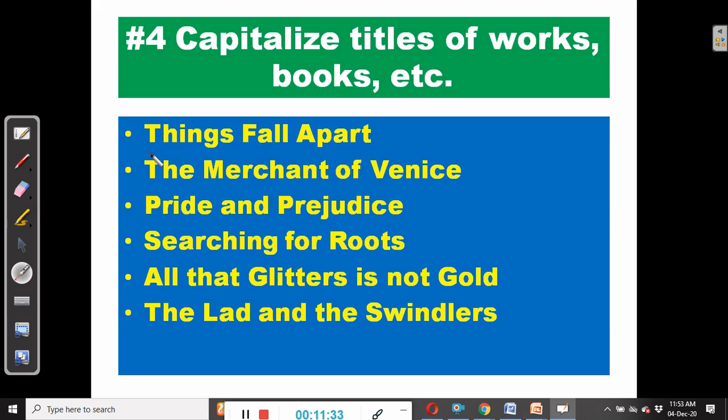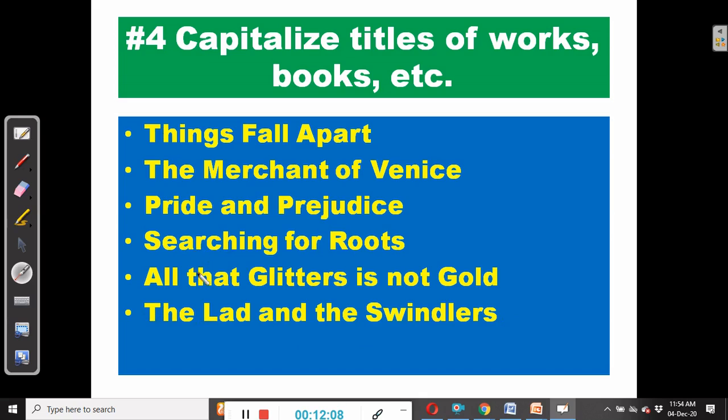For example, Things Fall Apart. This is a novel written by late Professor Chinua Achebe, and it is capitalized. Then the next is The Merchant of Venice. This is a play by William Shakespeare. The next is Pride and Prejudice, a novel. The next is Searching for Roots. The next is All That Glitters Is Not Gold. And then the next is The Lad and the Swindlers.